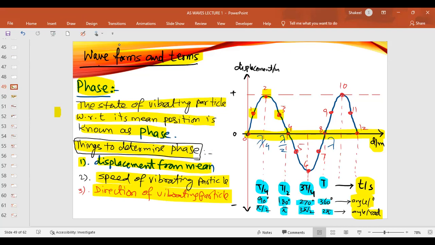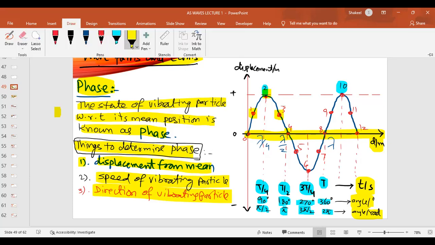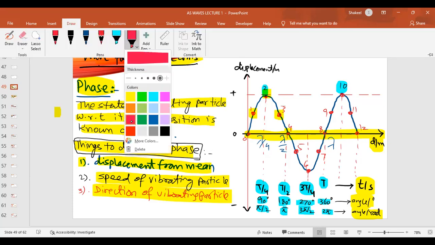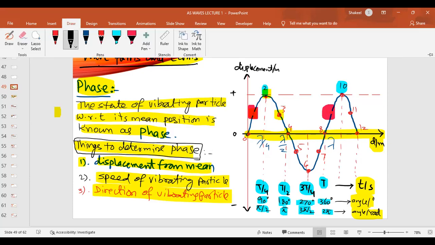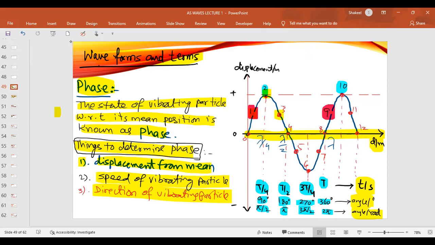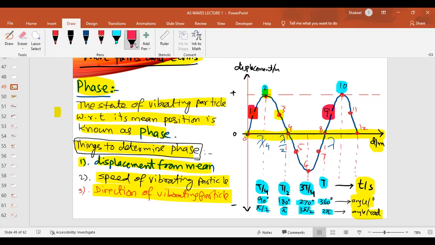Now you can see that particles 2 and 10 are in phase. Why? Because they have the same displacement. Both of them are at rest, and next moment, both of them are going to move downward. So particles 2 and 10 are in phase. Next is, let's say, particle 1 and particle 9. These are in-phase particles because they have the same displacement, the same direction of vibration, and the same speed.